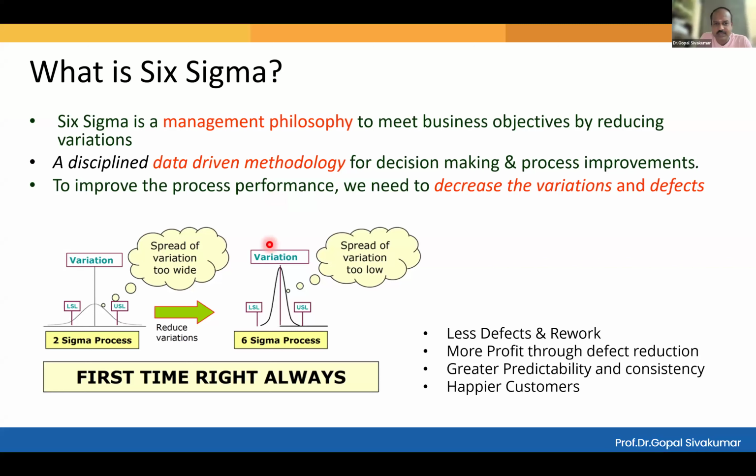All right. So now you understand, all of you, that to improve the process performance, you need to decrease the variation. That's all. See here, if I decrease the variation, my entire process operates comfortably inside the spec. This is the Six Sigma approach.